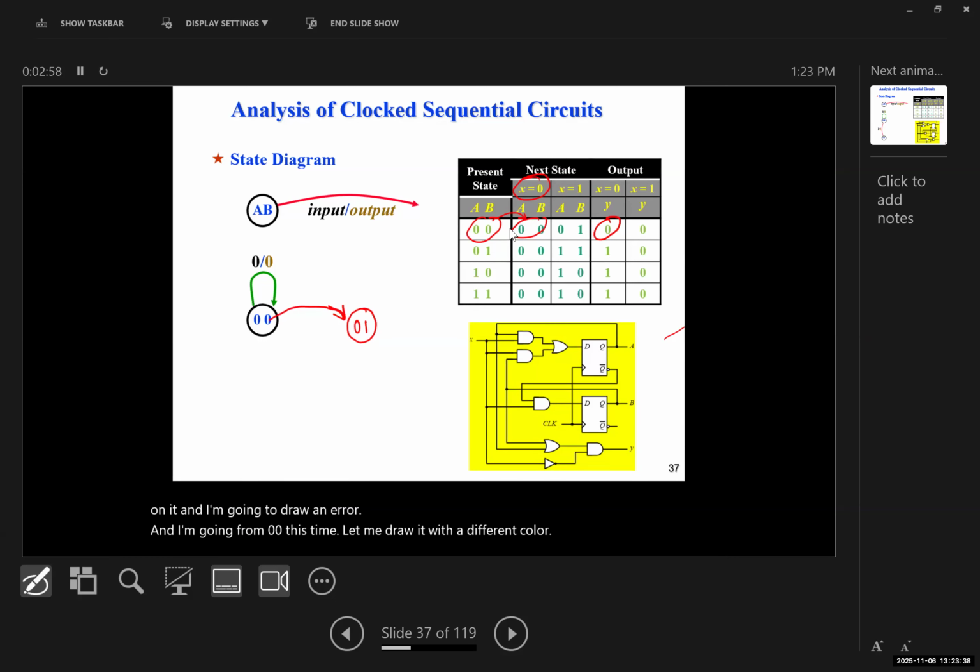If I click, I think the next one will go to 0. Now for the next one, I'm going from 0, 1 to 1, 1. If I want to go from 0, 1 to 1, 1, what is my x, or the input? 1. And what is my output when x is 1? 0. So if I want to go from 0, 1 to 1, 1, x is 1 and y is 0. By the way, this is my x here and this is my y, input and output.